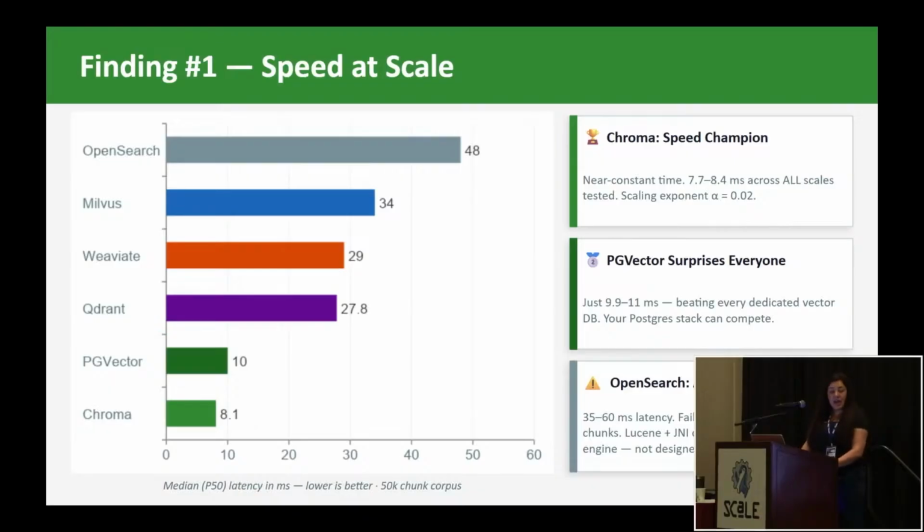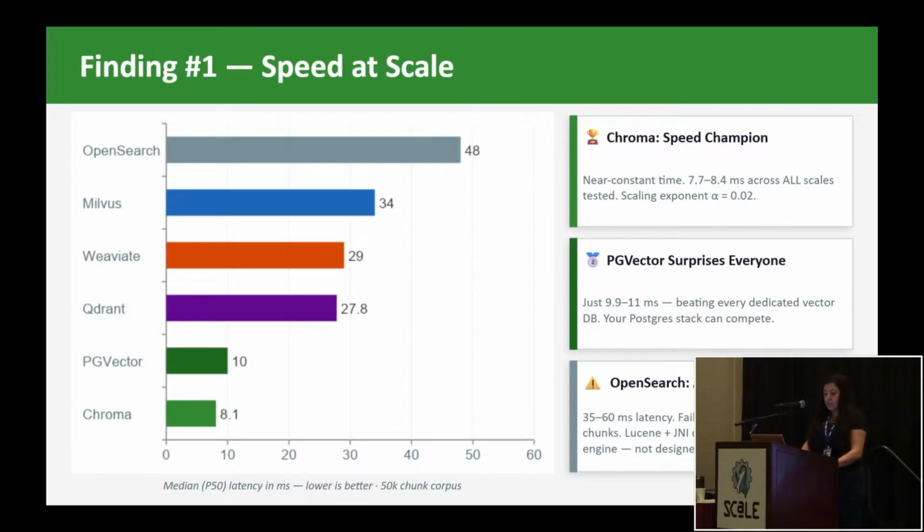The result I find most compelling is pgvector. At 9.9 milliseconds and 101 queries per second, it places second, ahead of every dedicated vector DB we tested. If you're already running PostgreSQL in your stack, you may not need to add new infrastructure. This is one of the most actionable findings in the paper.